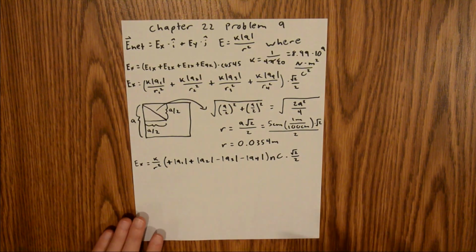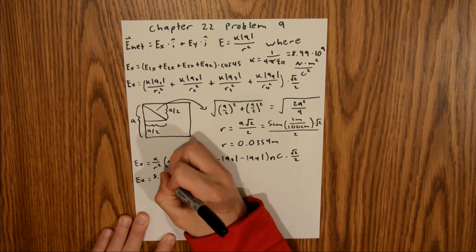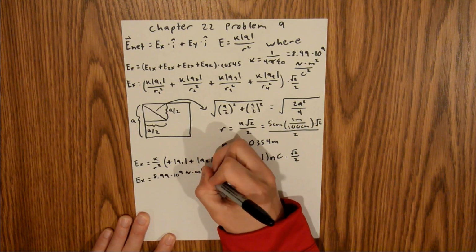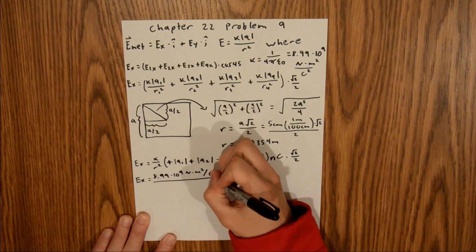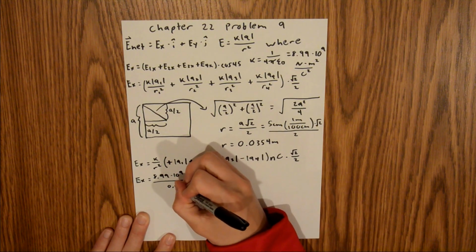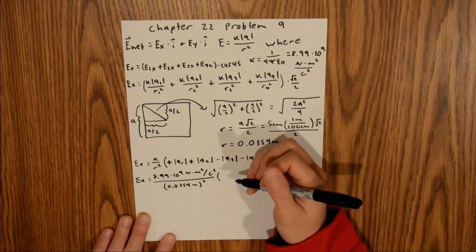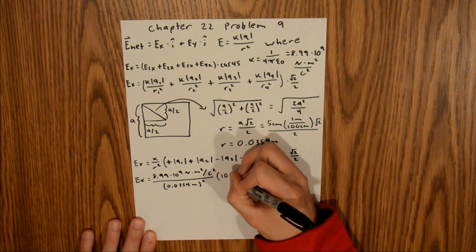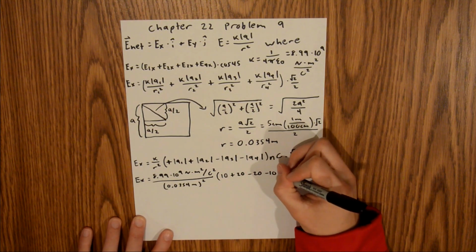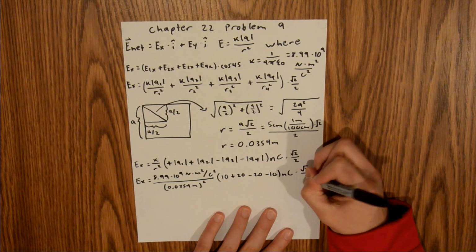And so now we have all the values we need to plug into here, and we get E of x is equal to 8.99 times 10 to the 9th newtons times meters squared per coulomb squared divided by r squared, which we found right here, 0.0354 meters squared, times the absolute value of our charge values, 10 plus 20 minus 20 minus 10 nanocoulombs times the square root of 2 over 2.